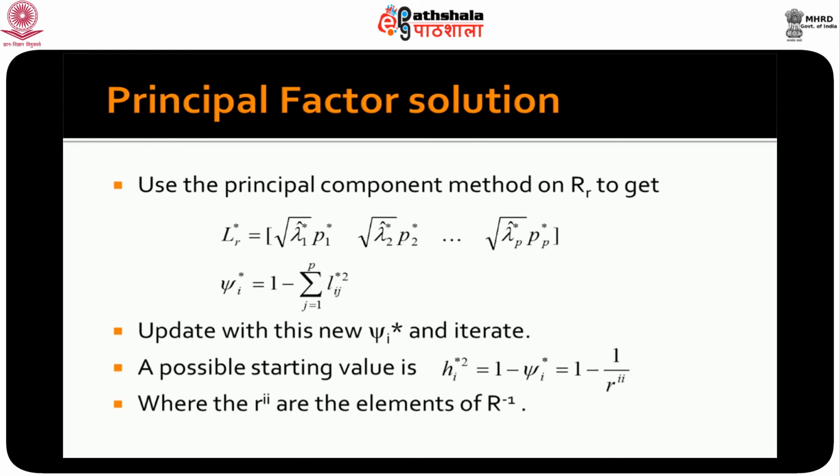So you can do an iteration sort of method, which is similar to what we have done before, but some people prefer to work with this method rather than doing it directly from the principal component itself. A popular choice of h should be 1 minus 1 by the R values, that is the correlation values that we get, which is basically the diagonal of the R inverse matrix. So, h i star square, a common choice for the starting value, is 1 minus 1 by R superscript ii, where R superscript ii are the diagonal elements of the inverse of the correlation matrix.